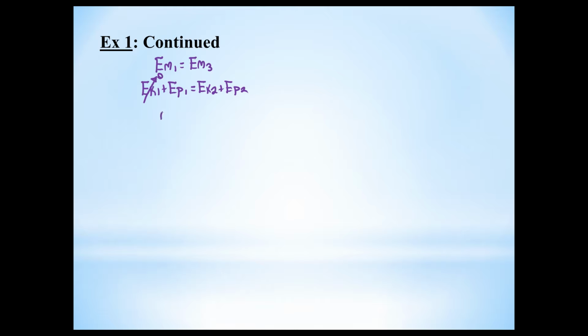Gravitational potential energy is mgh1. Kinetic energy, 1/2 mv2 squared plus mgh2. Got a common mass, so get rid of it in every one of the terms. And we're going to try to get v2 squared by itself, so we'll do this by subtracting gh2 from both sides. So then I'd have v2 squared over 2 would be equal to gh1 minus gh2.